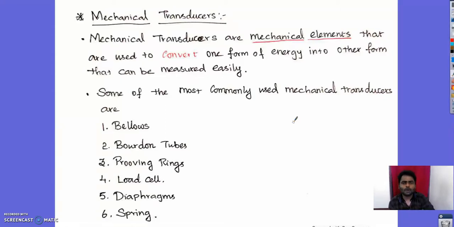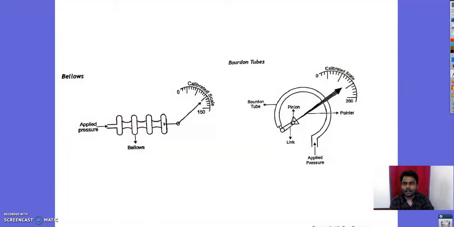Some of the most commonly used mechanical transducers are bellows. Here are the mechanical transducer elements: bellows, Bourdon tubes, proving rings, load cell, diaphragms and springs. This diaphragm we have already seen in the capacitive microphone, how it acts. Here are the diagrams of the mechanical transducers. These are bellows, which when we apply pressure compress and elongate. From that the meter reading is calibrated.